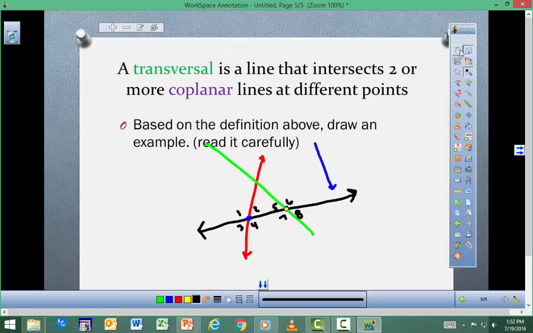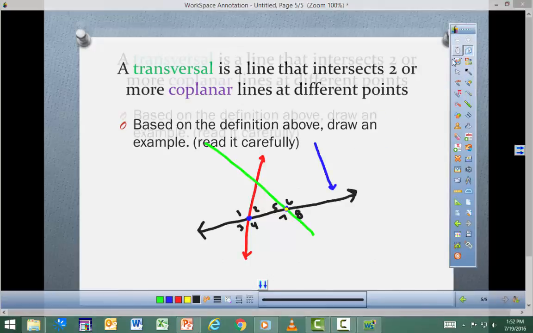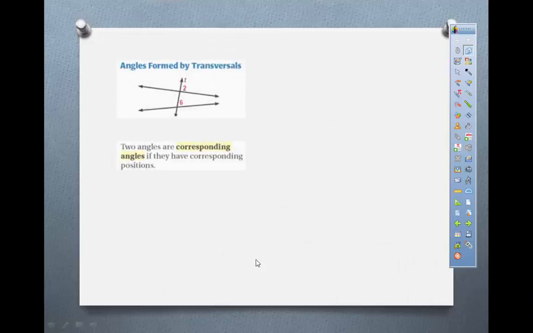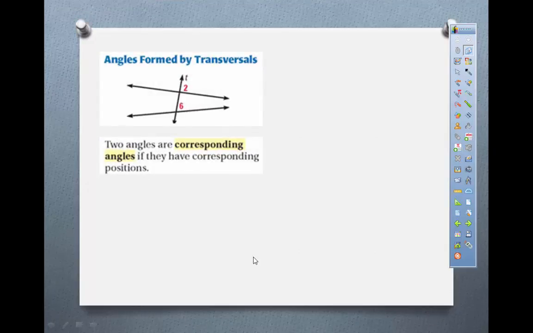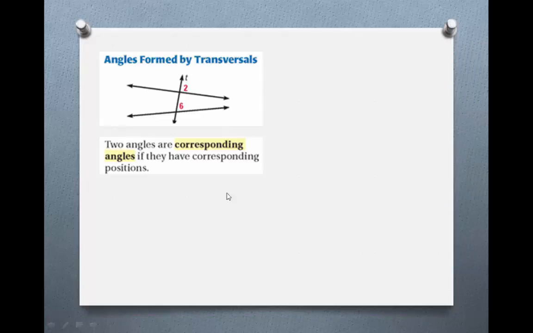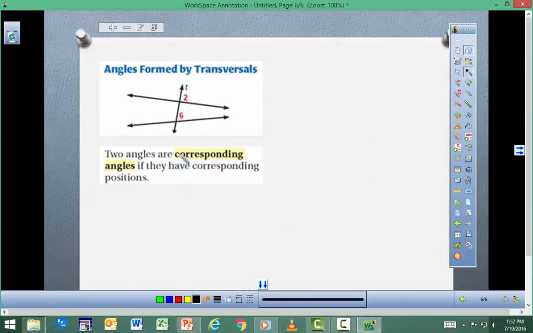Because in just a few moments we're going to talk about some special angles. Okay, so let's talk about these special angles. There are 4 types of special angles we're going to talk about, and one of them is corresponding. The key for corresponding angles is that they have the same position. So think same position.